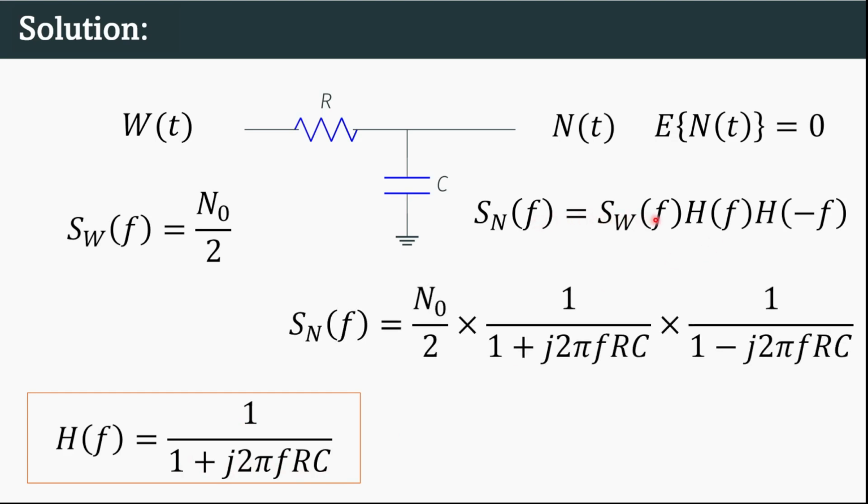So, what do we get? SW of F is N naught by 2, H of F is 1 by 1 plus J2 pi F RC, and H of minus F is 1 by 1 minus J2 pi F RC. How do you get this? By replacing F with minus F.